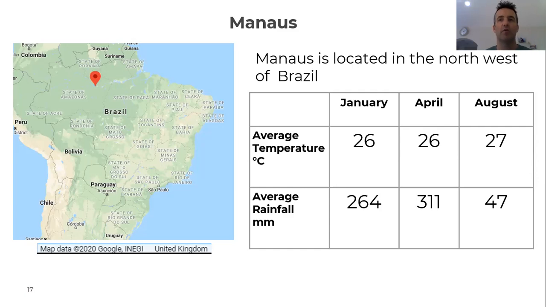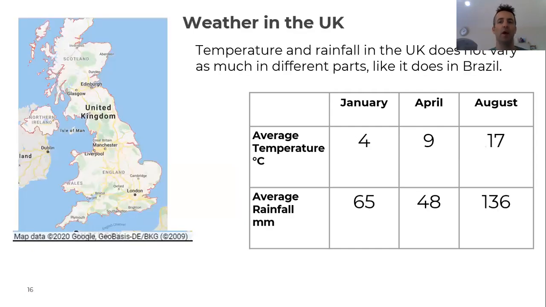So then let's have a look at the average rainfall. So the bottom row. In January, 264 millimeters of rainfall on average in Manaus. April, we've got 311, so going up. And then in August, just 47 millimeters of rainfall. So let's compare that with the UK. In the UK, we've got 65 millimeters, then we had 48, and then 136.